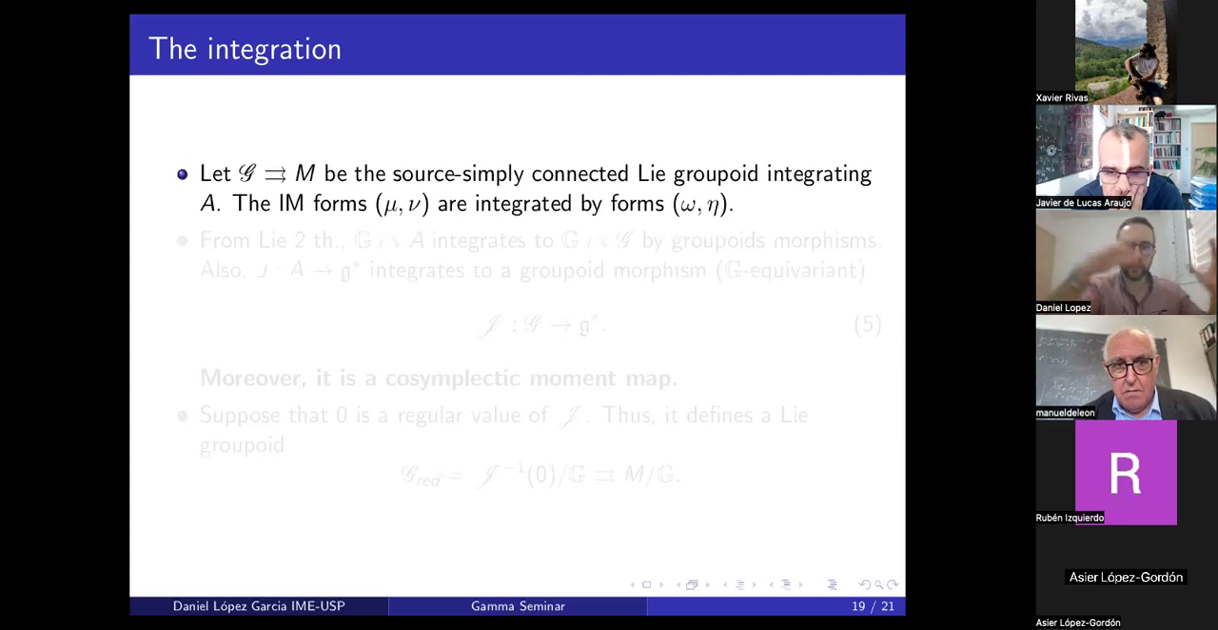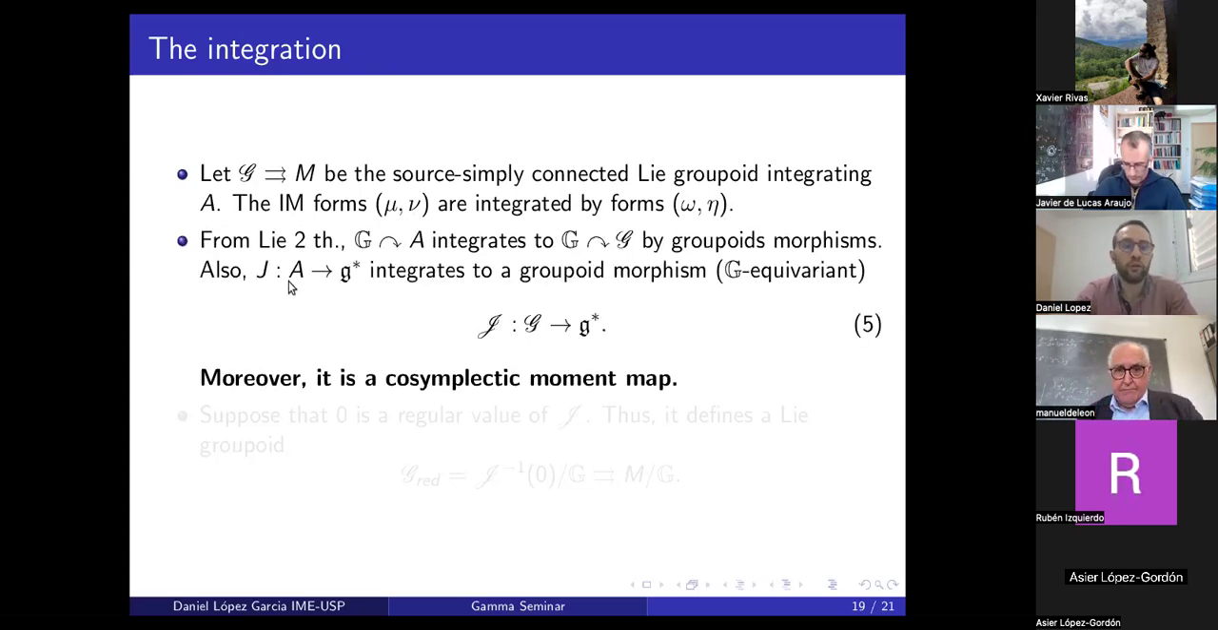let me now consider the global information, the integration. So let me suppose that we have an integration of the Lie algebroid. And I'm going to suppose that this is source simply connected. This is because I'm going to use Lie's theorem. So I'm going to consider this integration of A, and I'm going to suppose that these IM forms are integrated by this omega and eta. That means that this mu and nu come from the previous definition that I said before, when you have omega and eta.